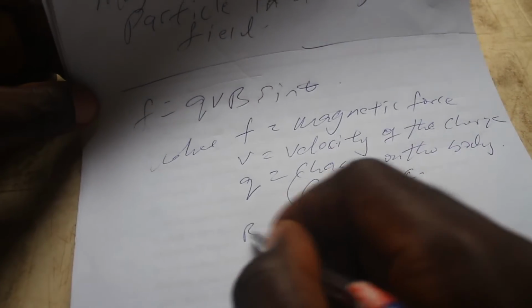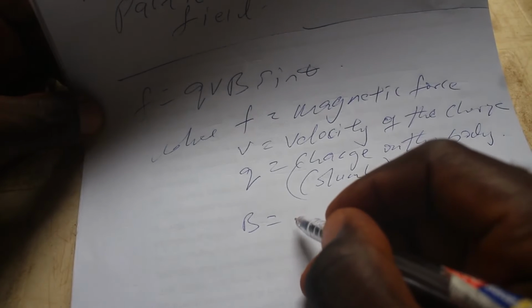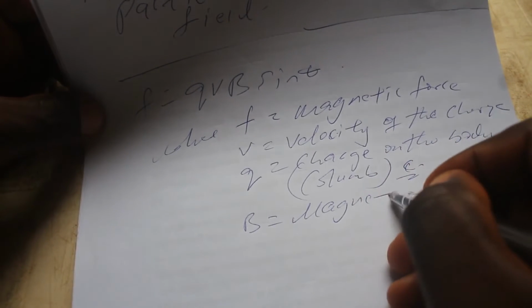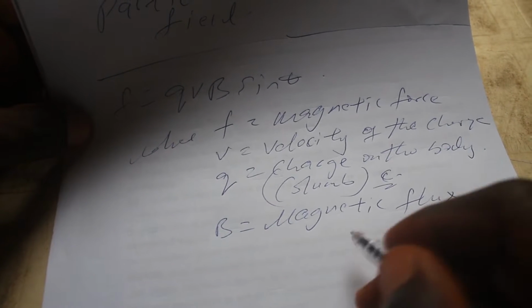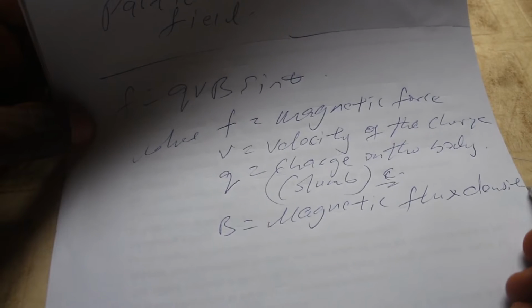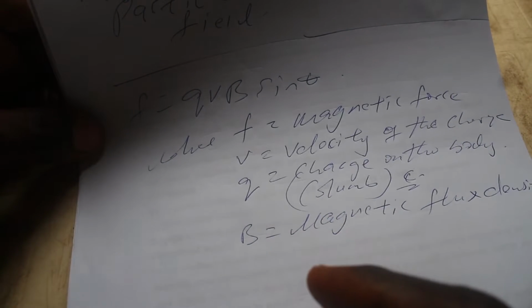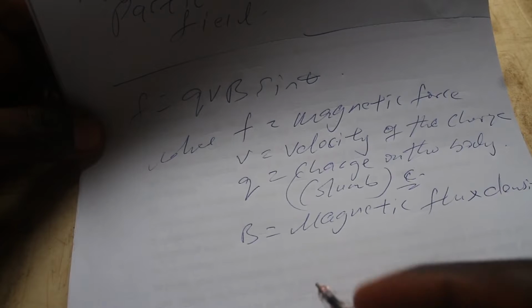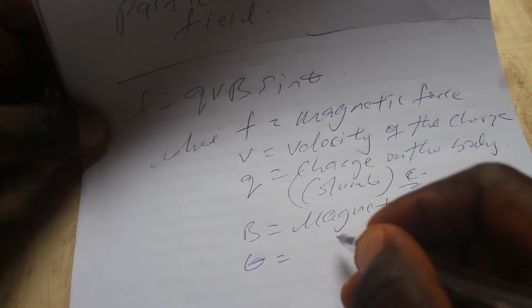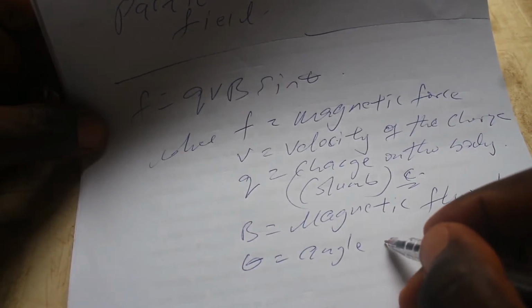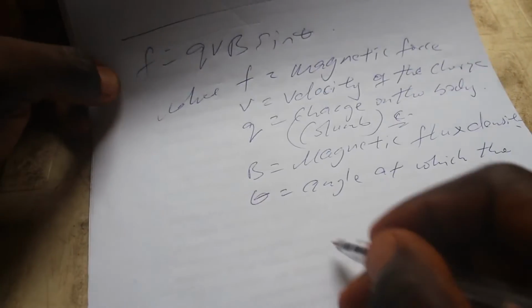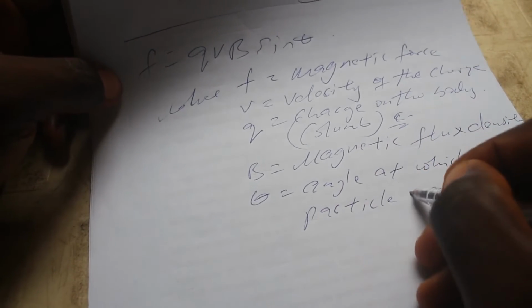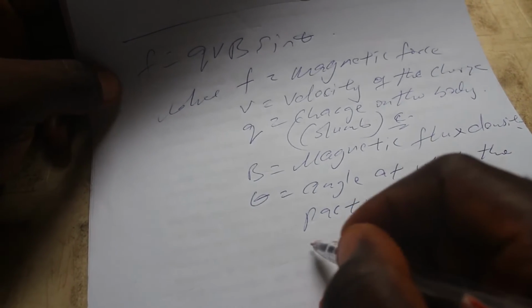And then we have B, which is of course the magnetic flux density. We've talked about it before, which is the number of magnetic lines of force passing through an area. And of course, theta is the angle at which the particle is moving relative to the magnetic field.